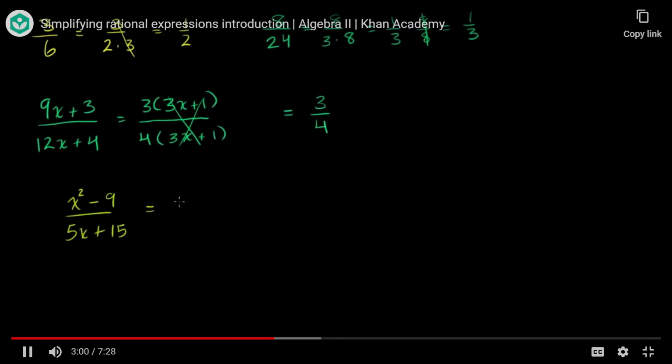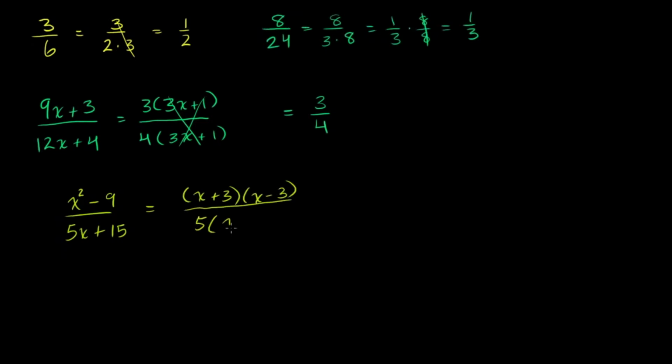So the numerator, we can factor as a difference of squares. We have x plus 3 times x minus 3. And in the denominator, we can factor 5 out. So this is 5 times x plus 3. So once again, common factor in the numerator and in the denominator, we can cancel them out.